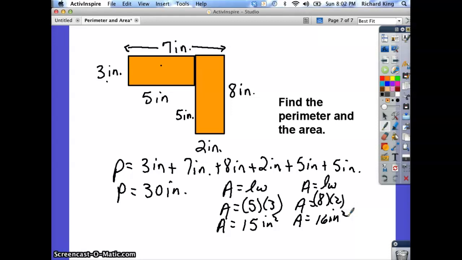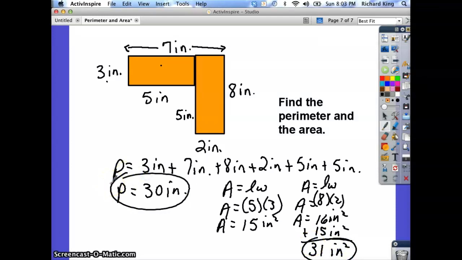So now we add these two areas together. We get the total area and end up with 31 inches squared for our total area. And our perimeter again, 30 inches. So this concludes the lesson 1.6 on perimeter and area.